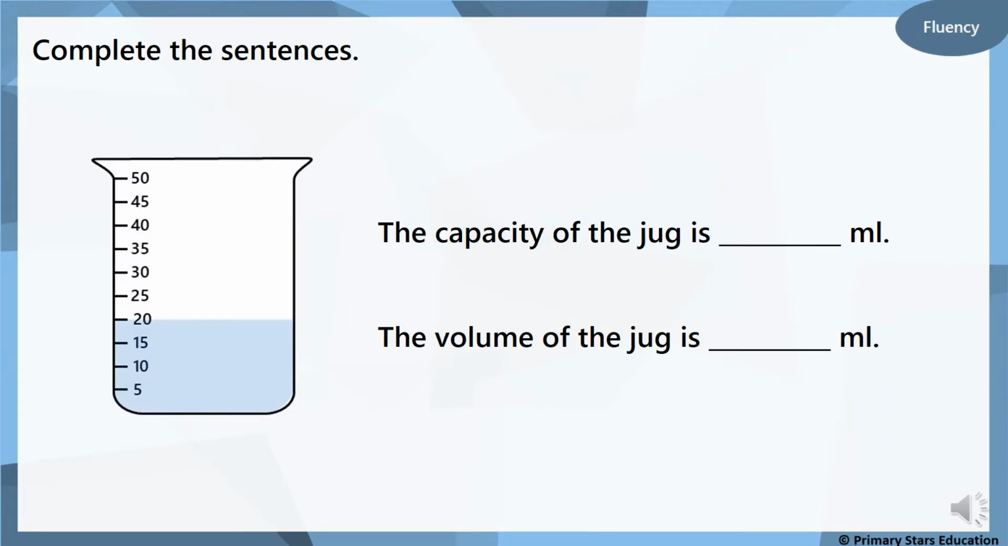Okay, let's complete these sentences. The capacity of the jug is, have a look, how much can that jug hold? 50 millilitres. See, that is the top number. That's what the capacity is. And the volume of the jug, that's how much liquid is in there. Have a look at where that line is. 20 millilitres.